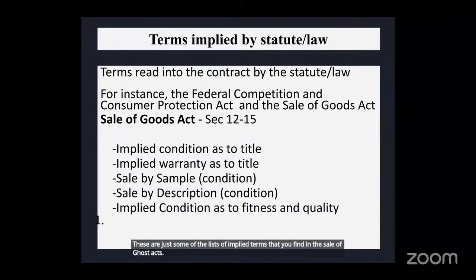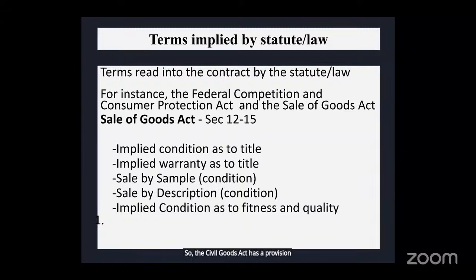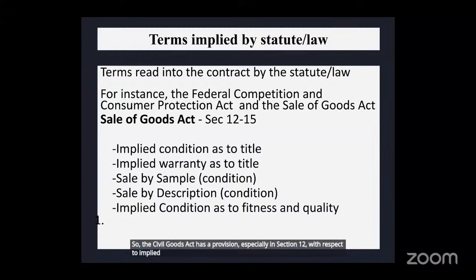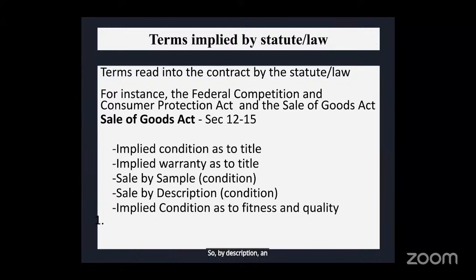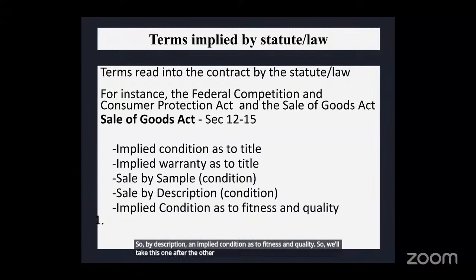These provisions are quite similar to what you would find in the FCCPA, that's the Federal Competition and Consumer Protection Act, right? They are very similar. And also the Hire Purchase Act and numerous other acts have very similar provisions with respect to contracts, right? And so we would just focus on the Sale of Goods Act. The Sale of Goods Act has a provision, especially in Section 12, with respect to implied condition as to title. It has also implied warranty as to title. It has provisions with respect to sale by sample, sale by description, and implied condition as to fitness and quality. So we'll take this one after the other to be able to understand how statutes can imply terms into a contract.